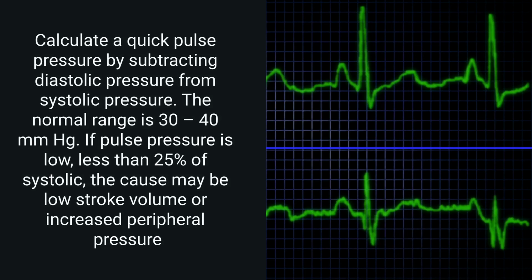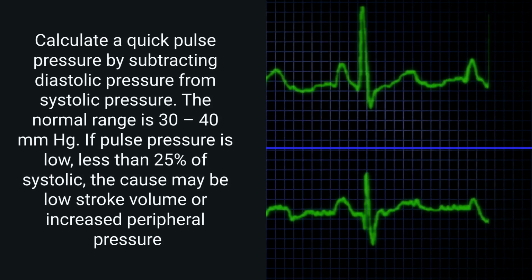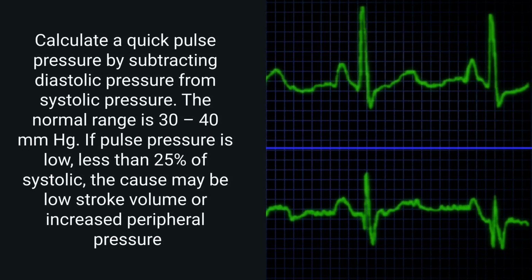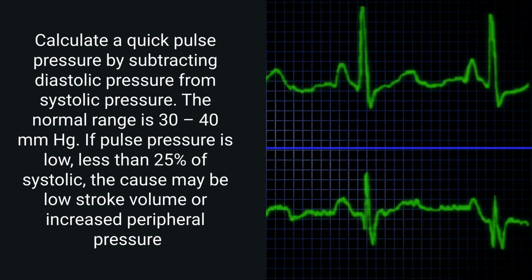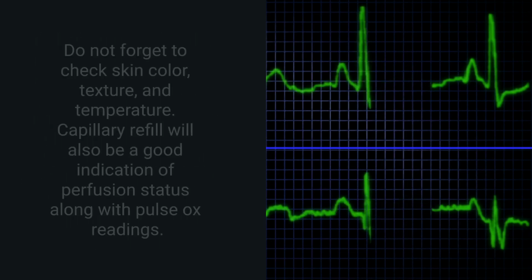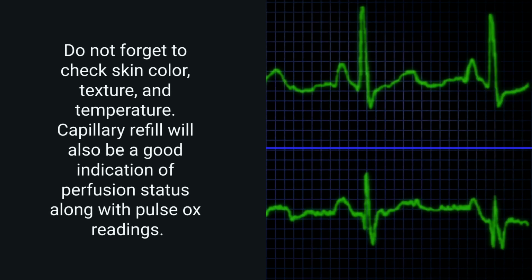Calculate a quick pulse pressure by subtracting diastolic pressure from systolic pressure. The normal range is 30 to 40 mm Hg. If pulse pressure is low, less than 25% of systolic, the cause may be low stroke volume or increased peripheral pressure. Do not forget to check skin color, texture, and temperature.